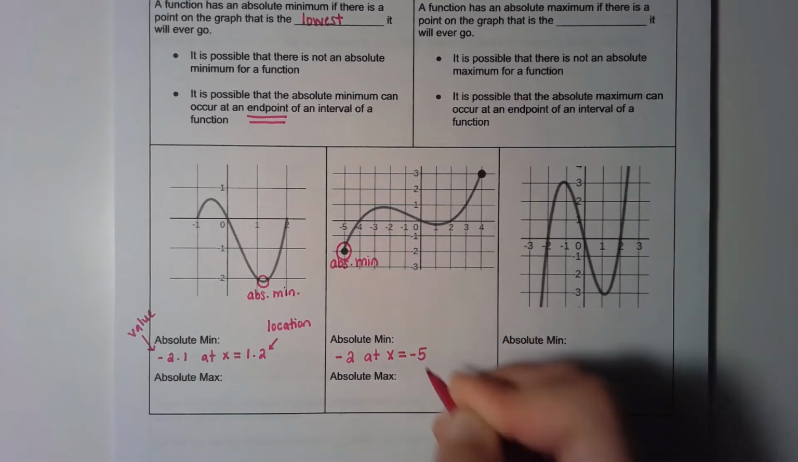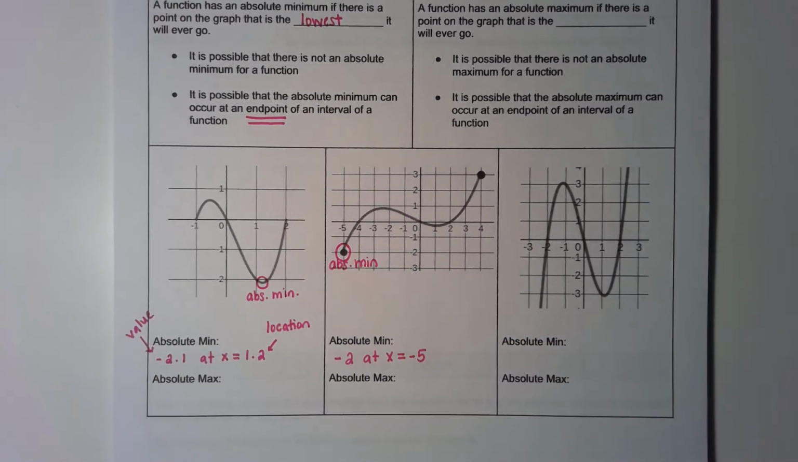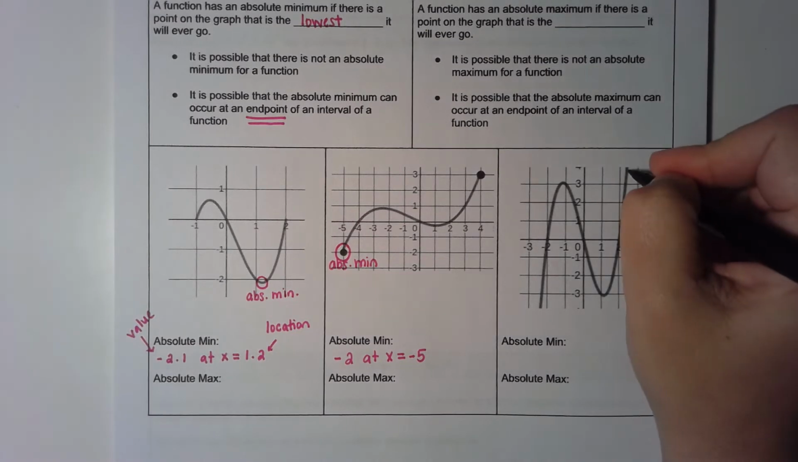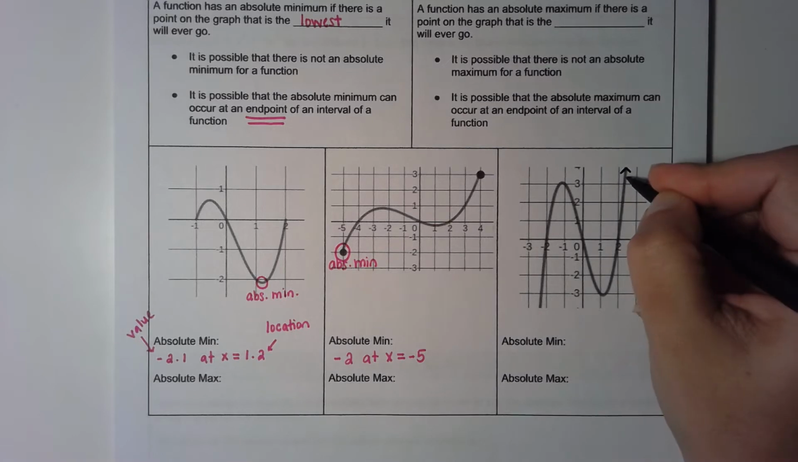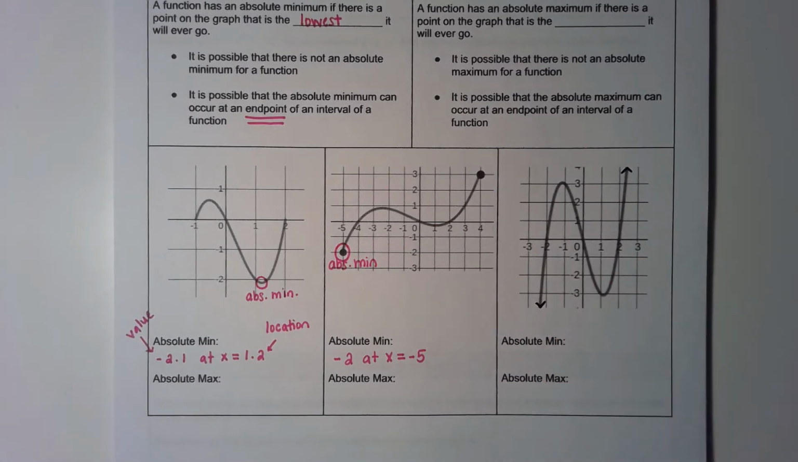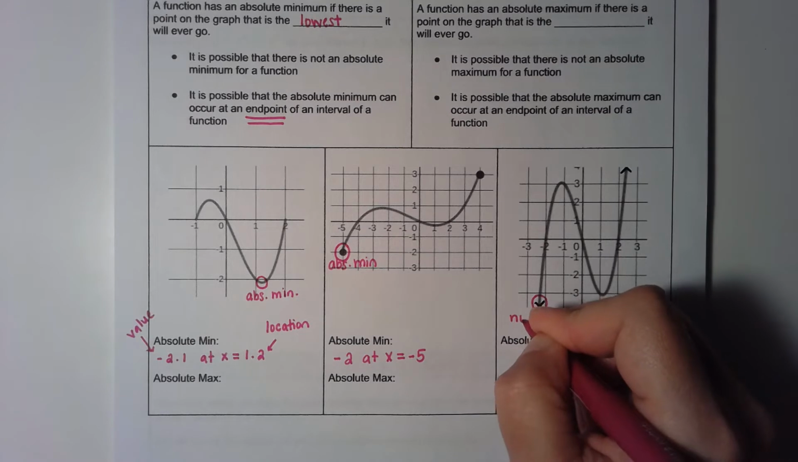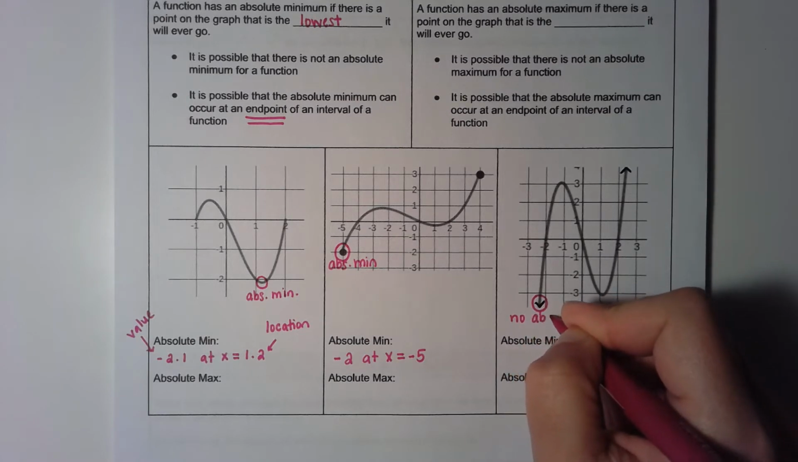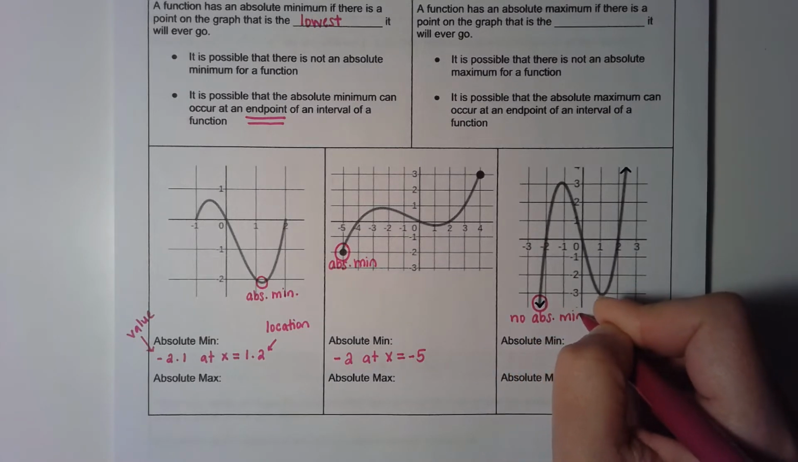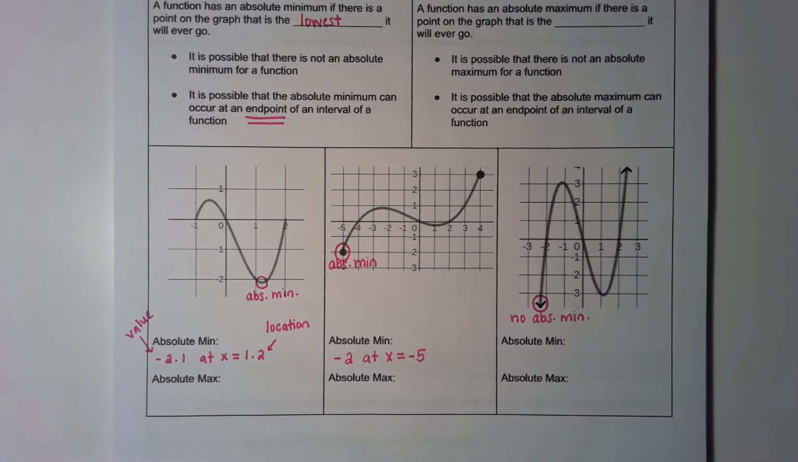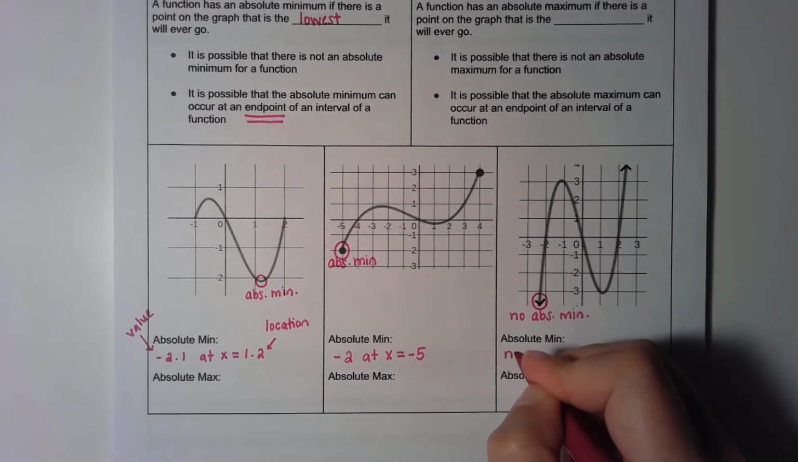Now, on this last graph, I want you to know that the intention here was that this graph keeps going forever. That's why the graph goes to the edges and never stops. So you can imagine that there's little arrows there. In this case, because the graph is going to keep going down, down, down forever, there is going to be no absolute minimum. You're never going to reach a point where the graph is the lowest it ever goes because it's going to go down forever. So we would say none here.